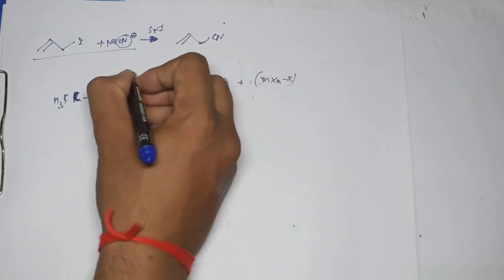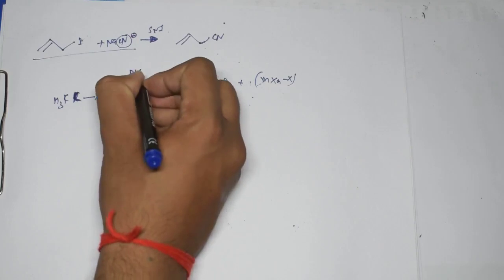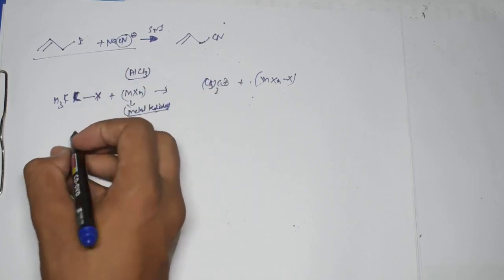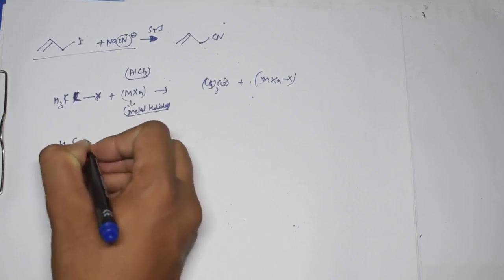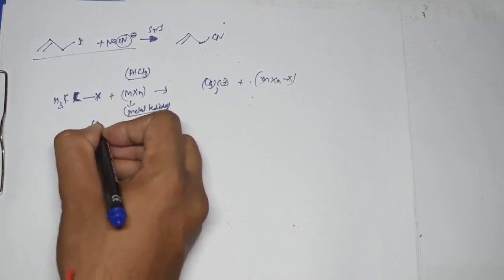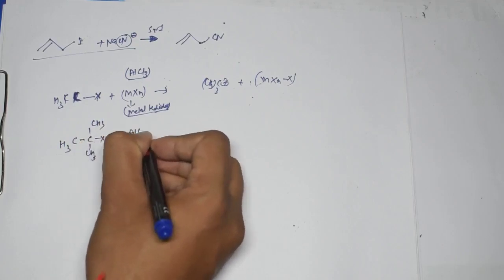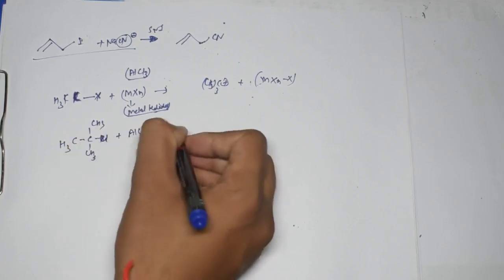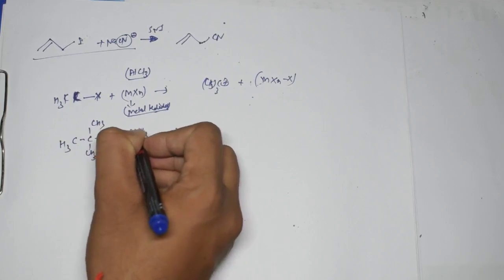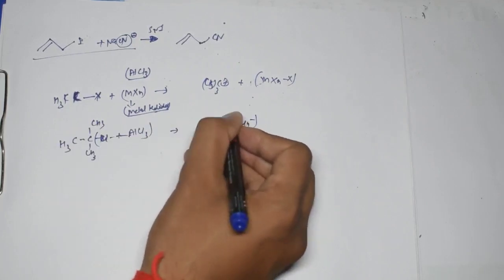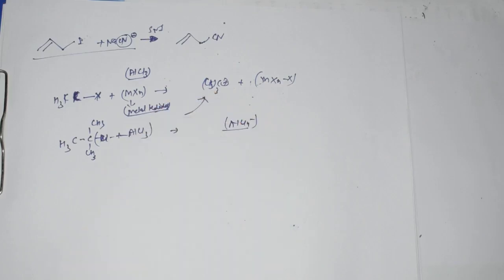For example, let's say we have this MXn as AlCl3, which is a Lewis acid. This Lewis acid will definitely promote the formation of this carbocation, right? This AlCl3 will coordinate with this one and form AlCl4 minus, and the formation of carbocations will be promoted over here. So I hope you understood this concept as well.